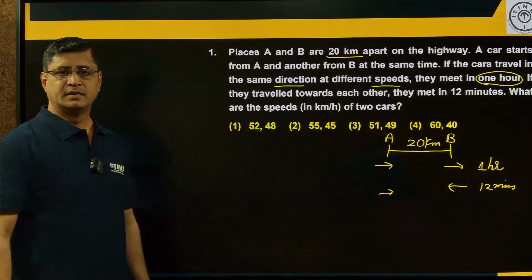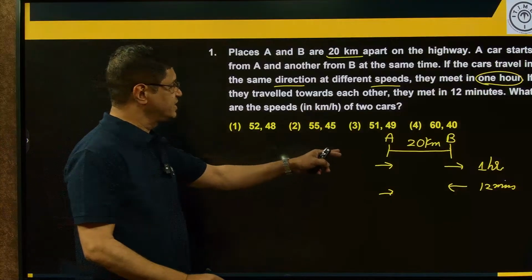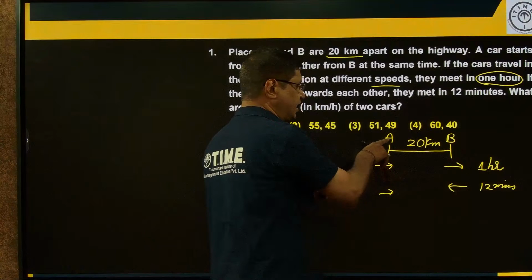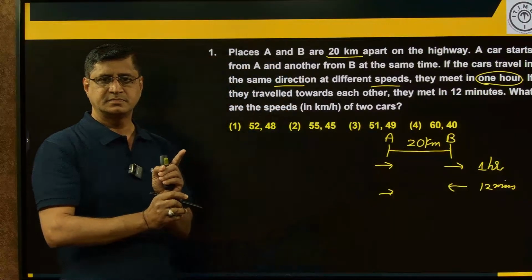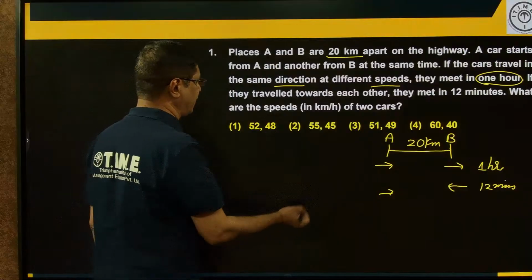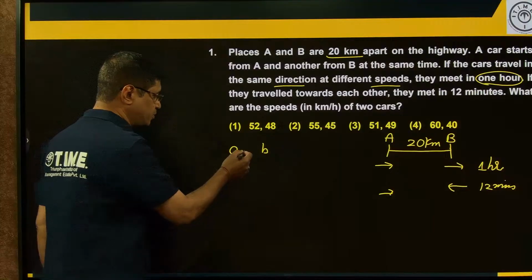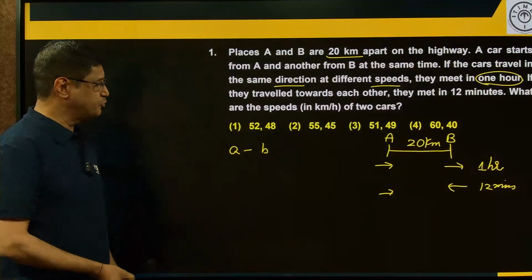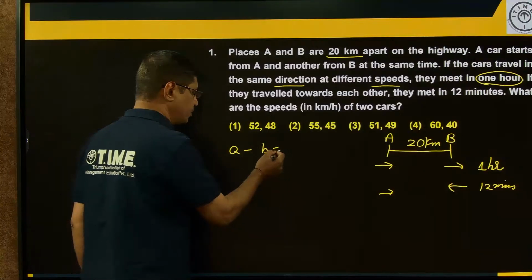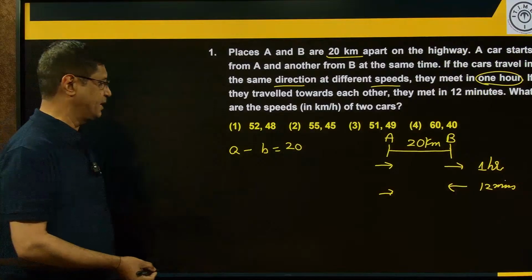Okay. Look at the diagram here. Just understand the diagram and try to answer. When they are moving in the same direction, they will meet in 1 hour, which means A has to cover 20 kilometers of distance. Taking the speeds of A and B as A and B kilometers per hour, moving in the same direction means relative speed, that is A minus B. Time is 1 hour, 20 kilometers, so 20 by 1, which means 20 kilometers per hour.